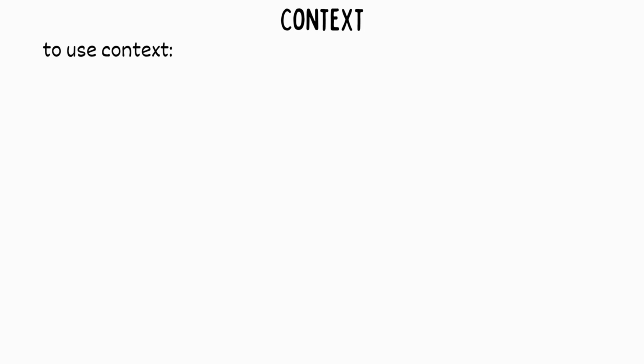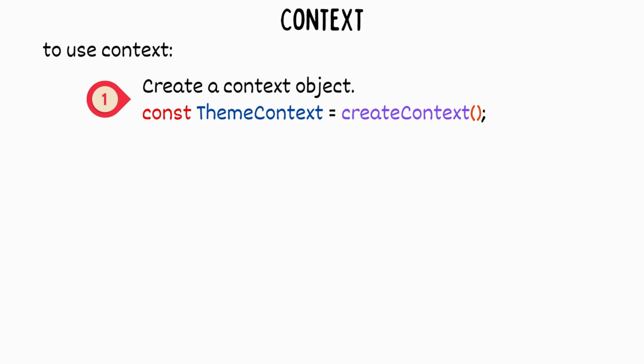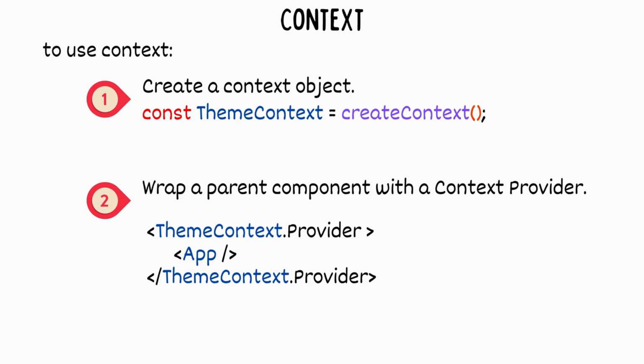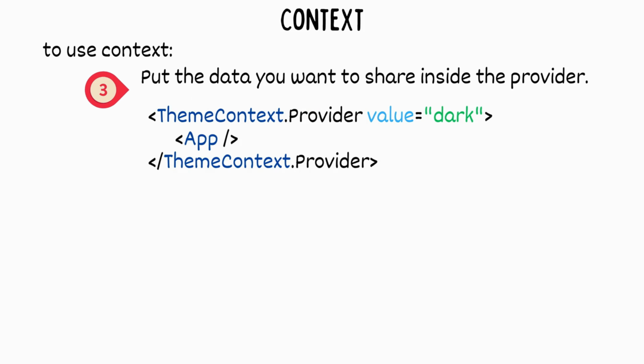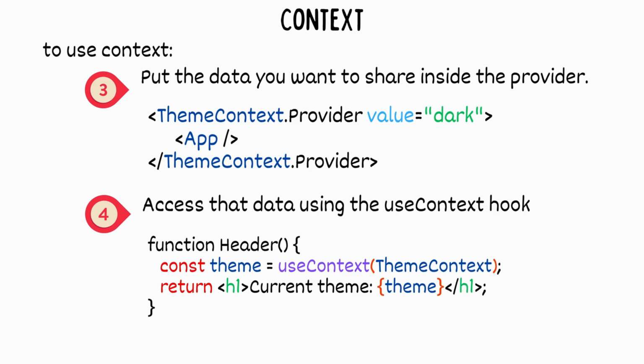To use context, create a context object, wrap a parent component with a context provider, and put the data you want to share inside the provider. Finally, access that data in any child component using the useContext hook without needing to pass props manually.